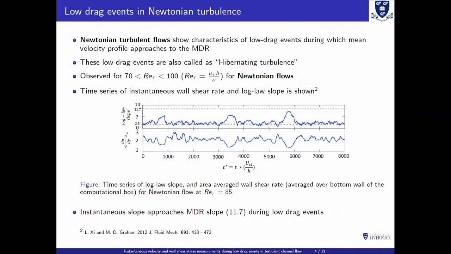This is work done by Lee et al., where they have shown that for Re tau of 85, the lower plot is the instantaneous wall shear rate. Whenever there is a decrease in wall shear rate from the mean, there is an increase in the log law intercept from 2.5 to 11.7, where 2.5 represents the Newtonian wall law and 11.7 represents the MDR asymptote. So whenever there are moments of low drag, there is a jump in the log law. From there, we got motivation to further investigate this phenomenon for Newtonian turbulence using experiments.